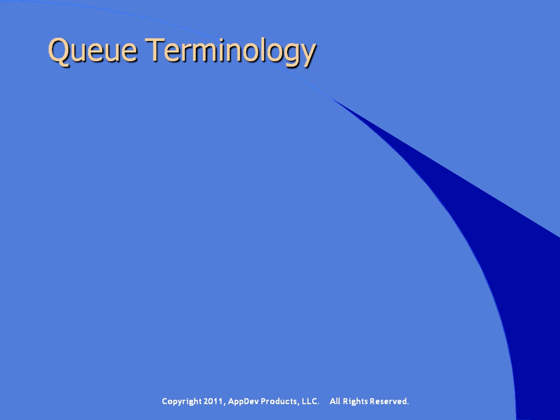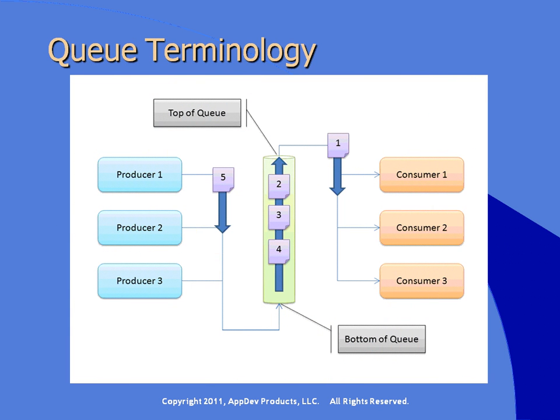So let's talk about queue terminology. You have producers of messages, you have consumers of messages, and then you have the queue. You have the top of the queue and the bottom of the queue. Producers will put messages on the queue, and those messages go on the bottom of the queue. And you have consumers, and you can have multiple consumers as well, and they are pulling messages from the top of the queue. And it's a first-come, first-served basis, and we'll talk about that shortly.